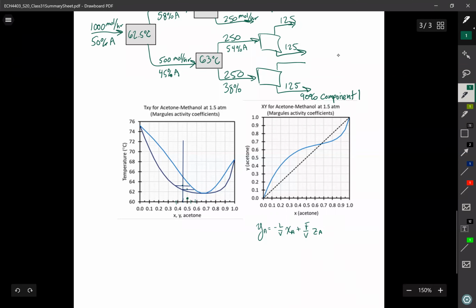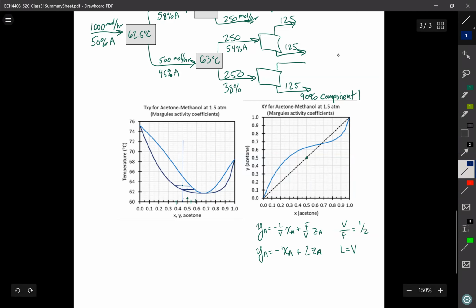This is my flash tank operating line. I've specified already that V over F is equal to 1/2, and therefore L is equal to V. So my slope is going to be YA is negative 1 XA plus 2 ZA. So going back based on whatever ZA is, remember I start from Z because my operating line is going to intersect the Y equals X line at Z.